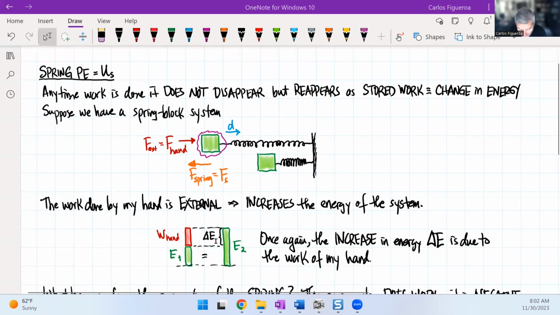Excuse me, so if I do a bar diagram for the work energy theorem, I see that my hand changes the energy of the system. So that's the important thing. There's an increase in energy. But now I'm most interested in the spring.